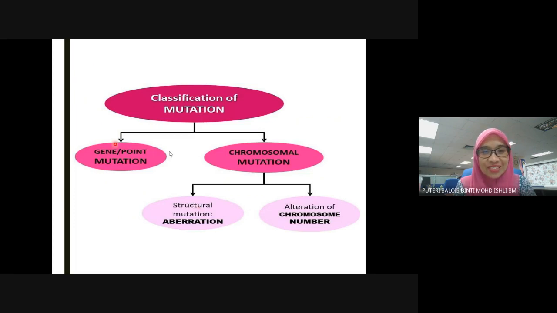Okay, so classification of mutation, we have two. We have gene or point mutation. We also have chromosomal mutation. Okay, in chromosomal mutation, we have sub lagi. Okay, dia punya sub lagi. Structural mutation, aberration in terms of structure. Kita tukar kromosom ni, structure dia berubah. And alteration of chromosome number.